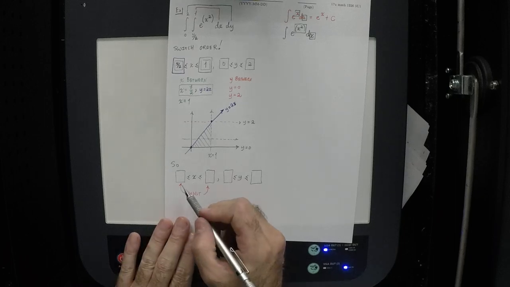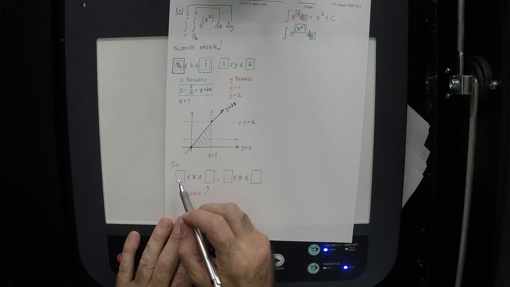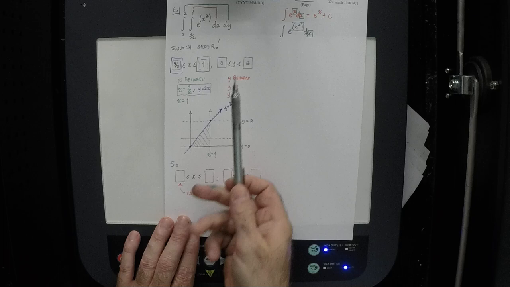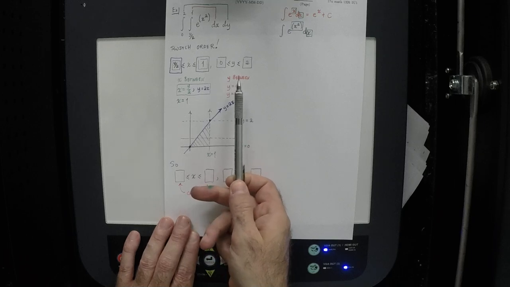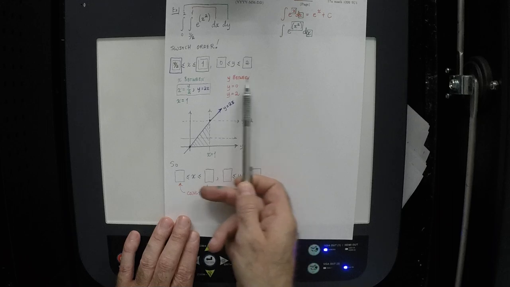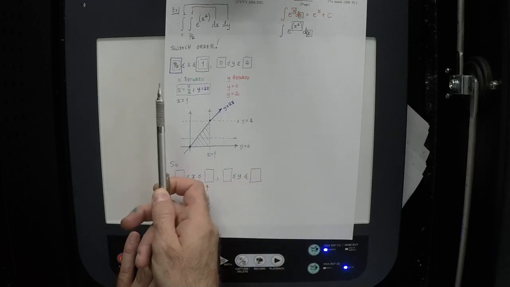So what goes in this box? What is the least x that we need to consider? So remember, x values are vertical lines. So is this vertical line over here going through the region? No, that's not going through the region. How about this vertical line over here? Is that going through the region?